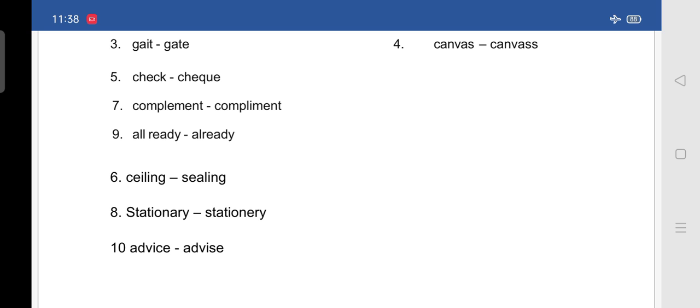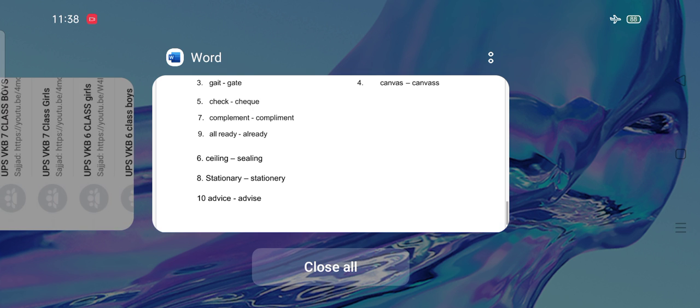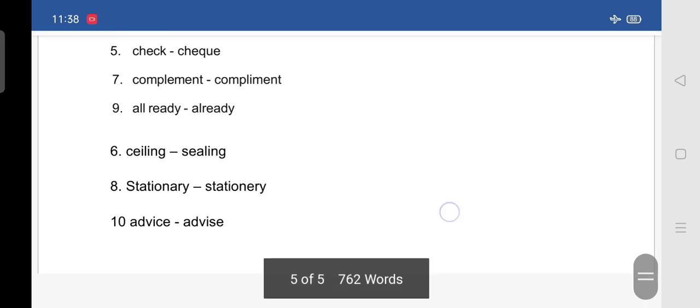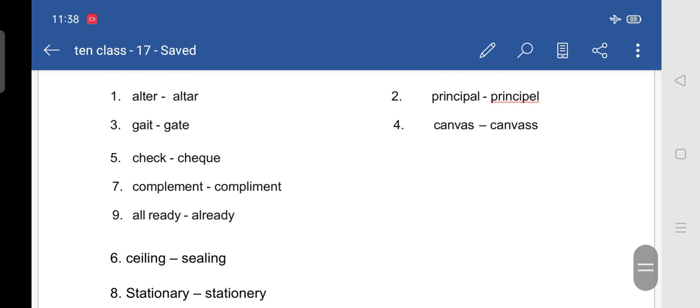So the homework for you is to find the meanings for all these words and write them neatly in your notes. After finding the meanings, you have to frame your own sentences using these words. Okay, so this is your homework, and we'll be completing the remaining part of the lesson in the next session.